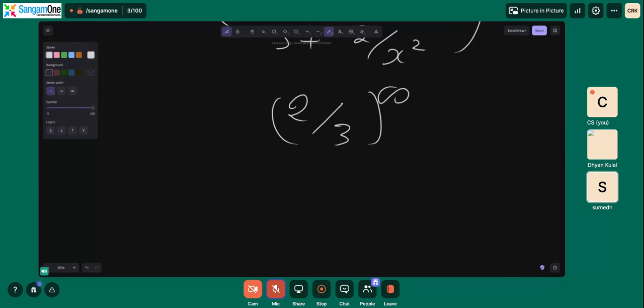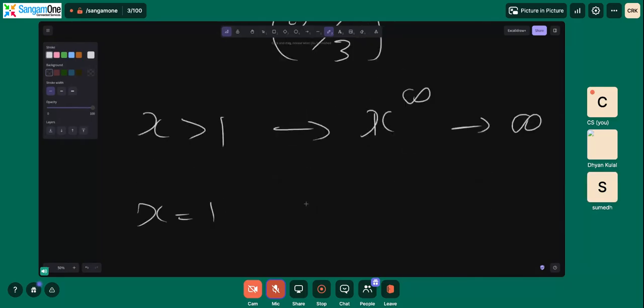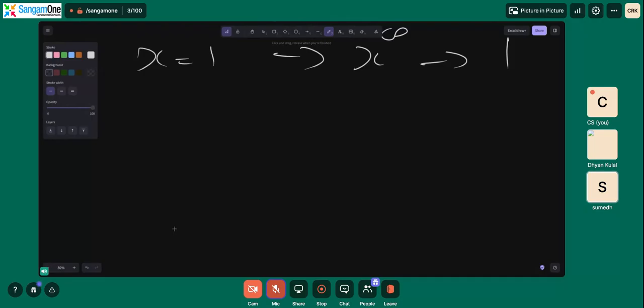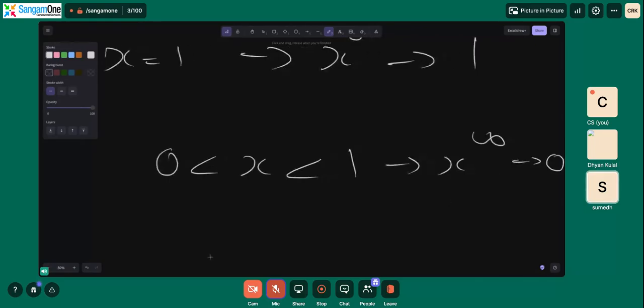Do you know that there is this condition? If x is greater than 1 and you do x to the power infinity, we will always get infinity. If x equals 1, then x to the power infinity will always lead to 1. If x is in between 0 and 1, then x to the power infinity will always lead to 0. And at last, if x equals 0, then x to the power infinity is 0.